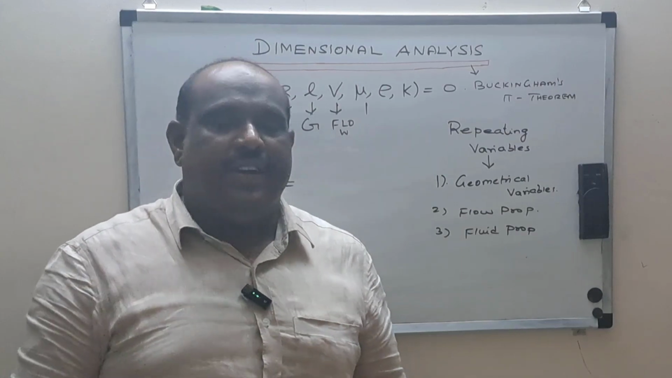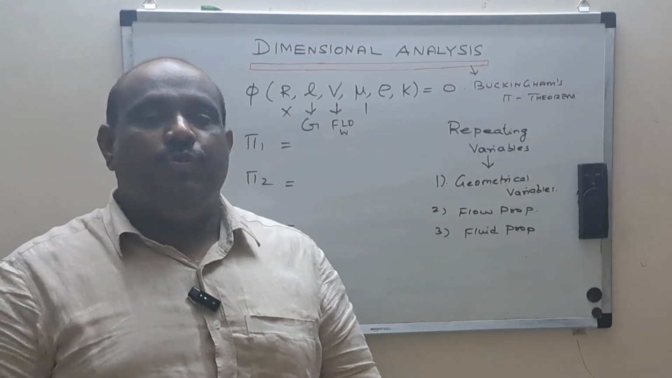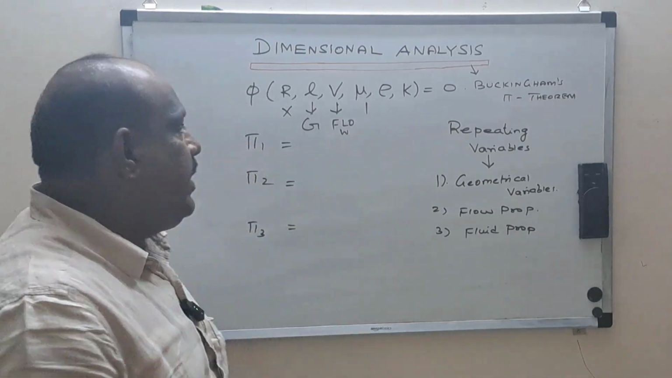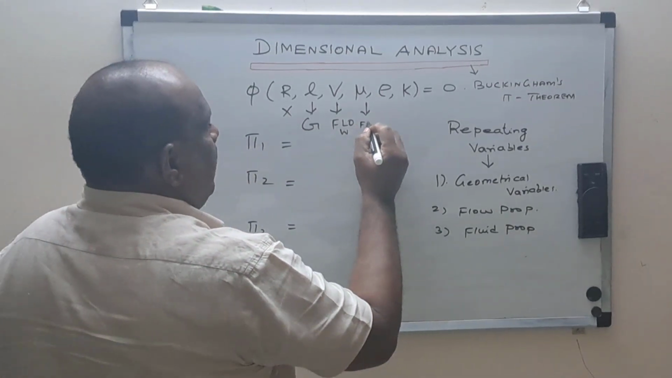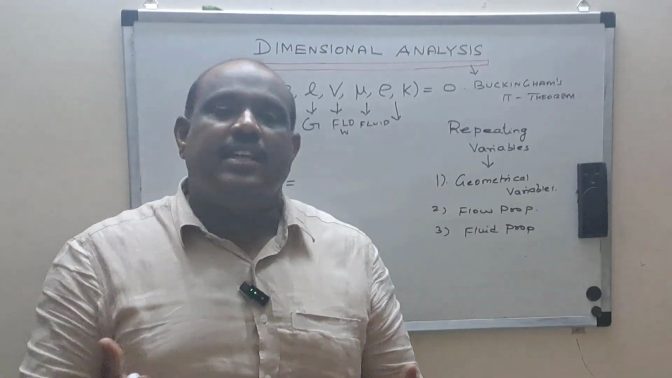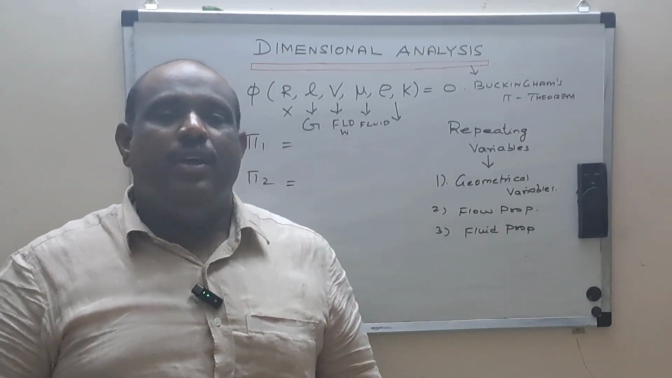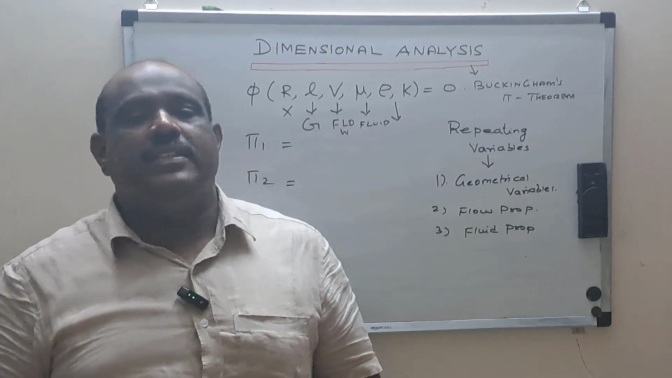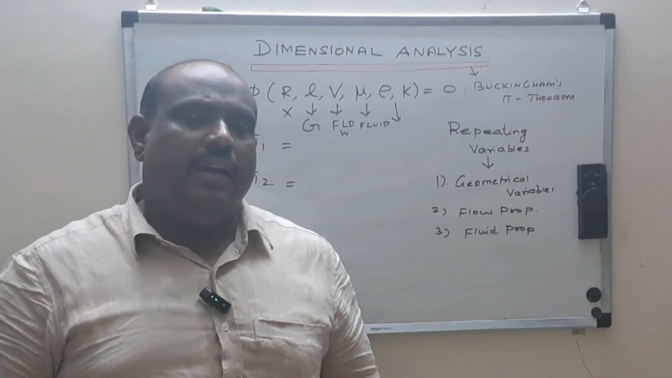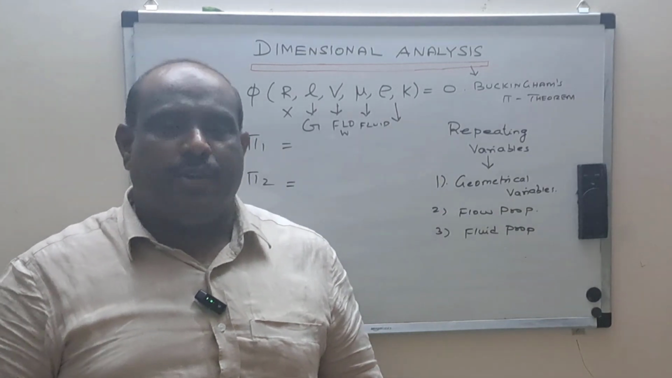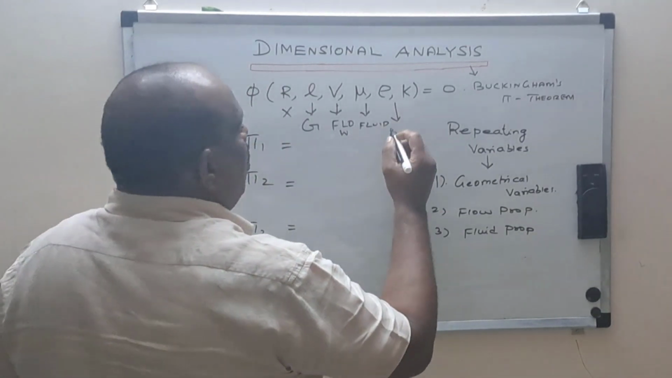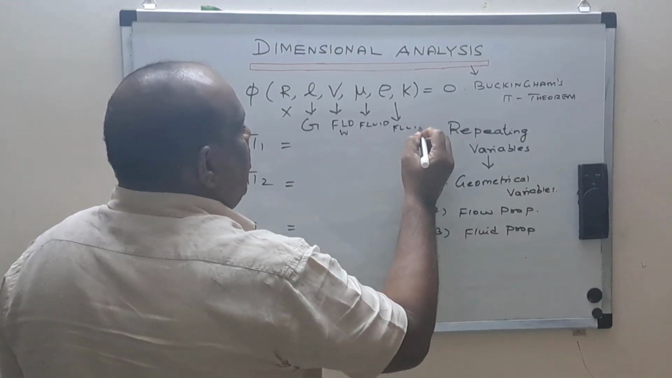Mu for air is different, mu for oil is different, mu for water is different. So mu is a fluid property. Similarly, what is rho? Density. Density is also a fluid property. For air, the density is nearly 1.14 kilogram per meter cube, whereas for water, it is nearly 1000 kilogram per meter cube at standard temperature. So we can tell this rho is also a fluid property.